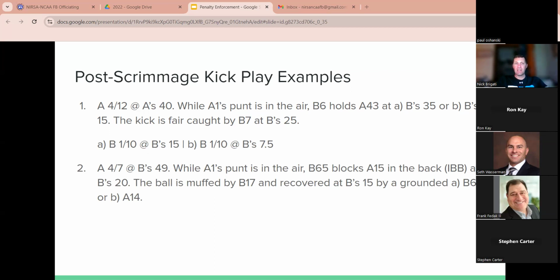But in the second case, A14 has the ball. We do not meet our post-scrimmage kick foul criteria. As a result, the best option for A is to decline the penalty, because enforcing the penalty would give them the ball back, true, but at B's 39, which is not better than B's 15. I'm not great at math, but I know that to be true.